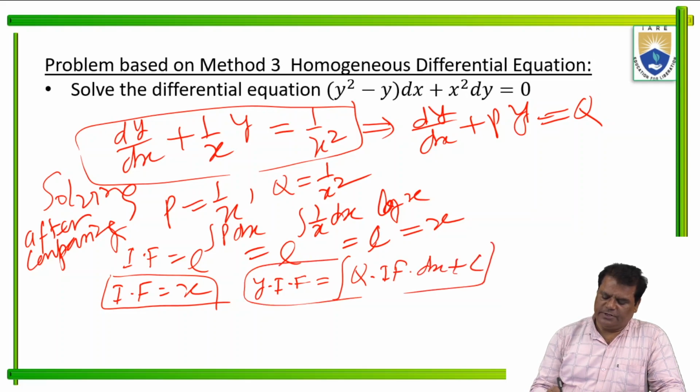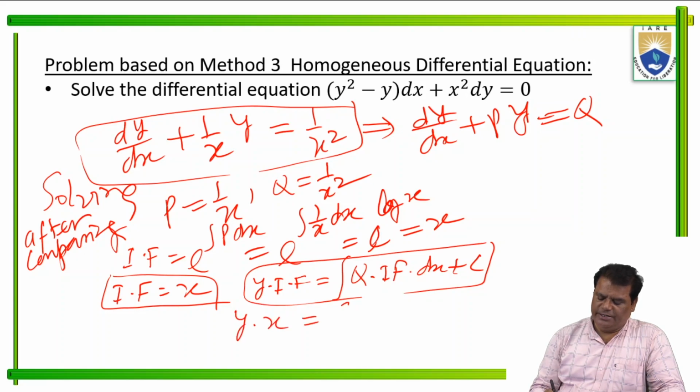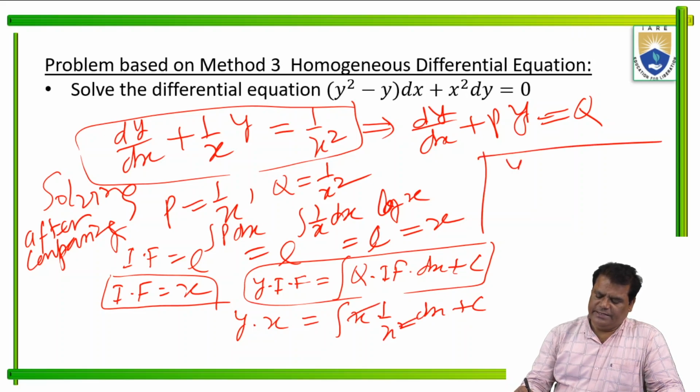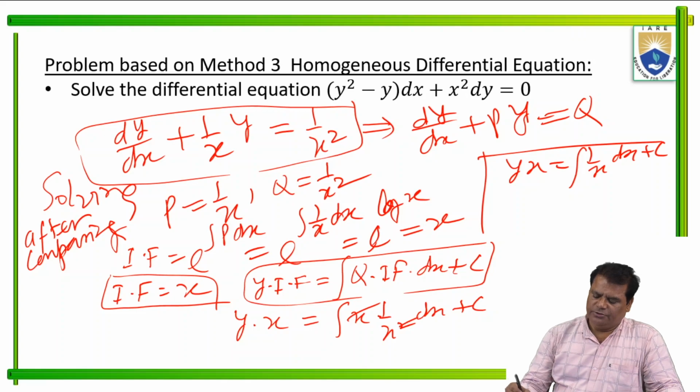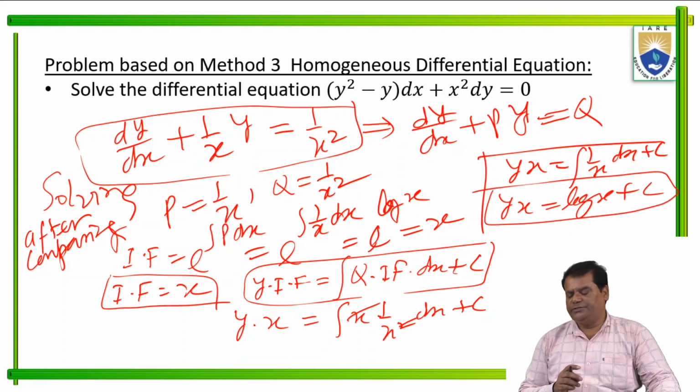This is the formula I have proved already. So y into IF is yx. Integration of Q into IF: IF is x, and Q is 1 upon x square, dx plus c. One x is cancelled, so the integration of this is the integration of 1 upon x dx plus c. So now yx is equal to log x plus c. So this is the solution of the linear differential equation.